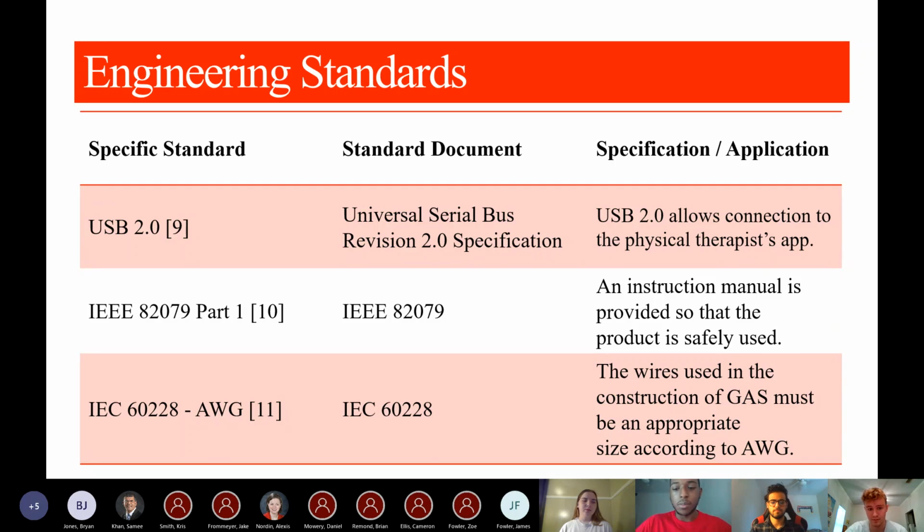ID 2079, that implies we need an instruction manual to make sure our device is usable by elderly people, and make sure things like the font is readable enough.